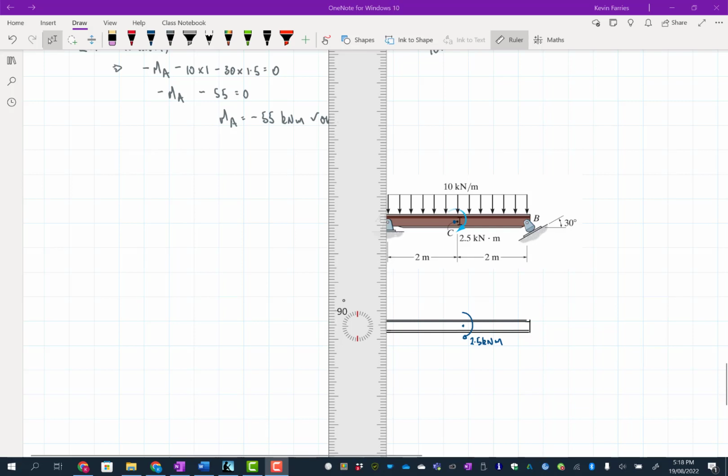So again, we're going to find the internal forces, this time at the point C. That's that little black dot there, and it's just to the right of the point of application of this moment here. Now remember, in terms of the external forces, it doesn't really matter where this moment is. But for the internal forces, it does matter.